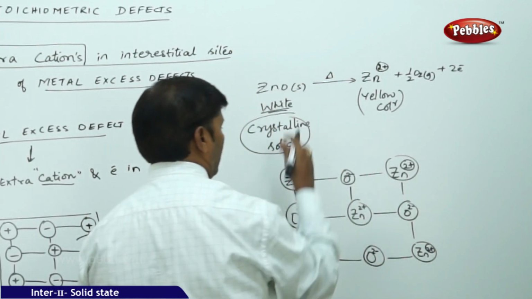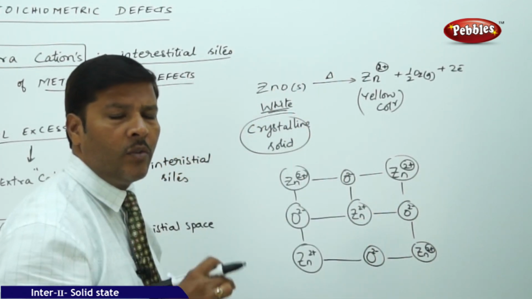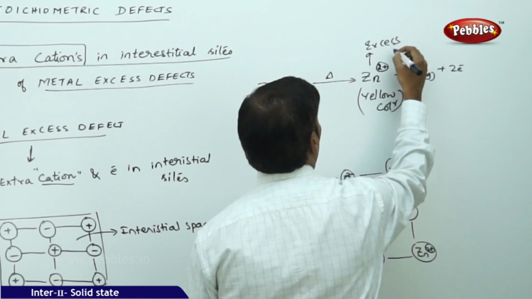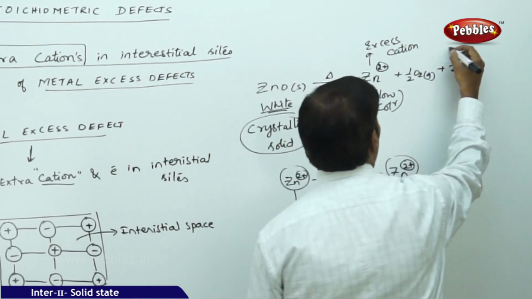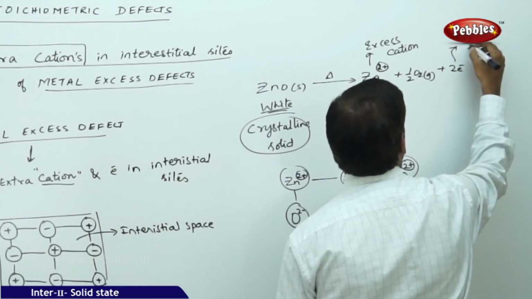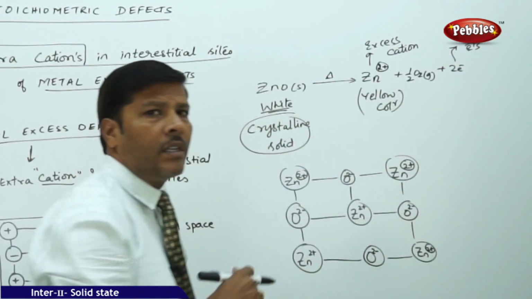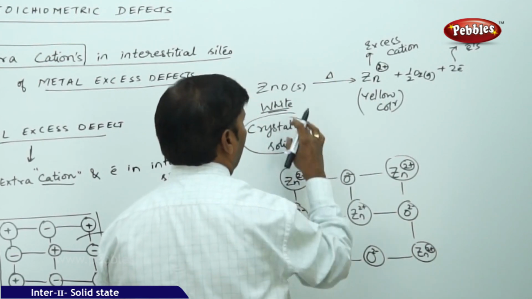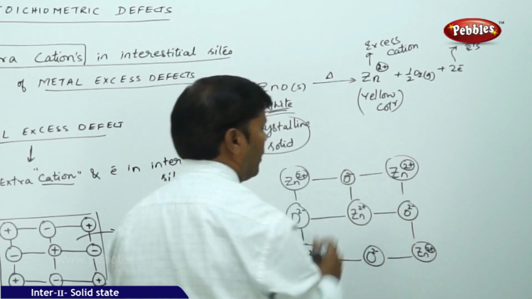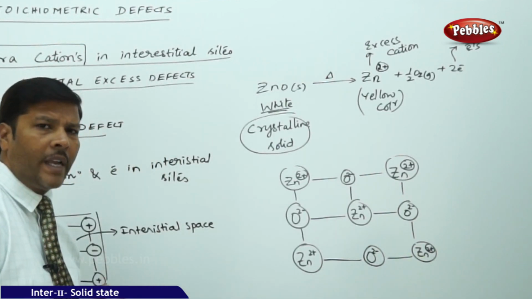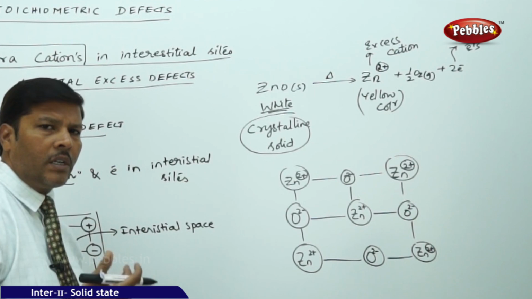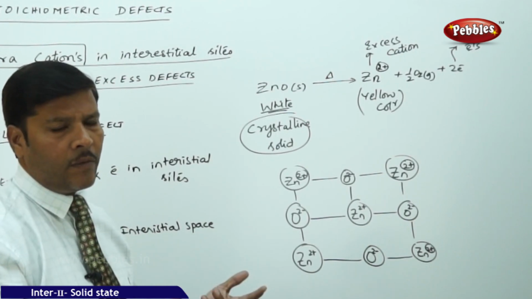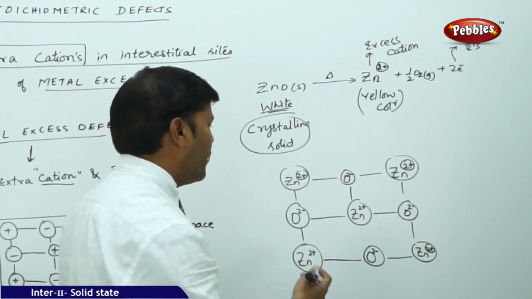Now you are trying to heat the zinc oxide solid, so that means you have an excess of zinc ion, excess of cation, and these are the excess electrons. So excess cations and excess electrons are again compensated within the crystal lattice. When the zinc oxide crystalline solid is heated, the excess cations and excess free electrons produced in the solid do not go out of the crystalline solid, but they dislocate into the interstitial spaces.